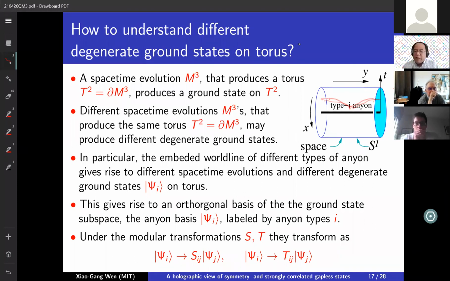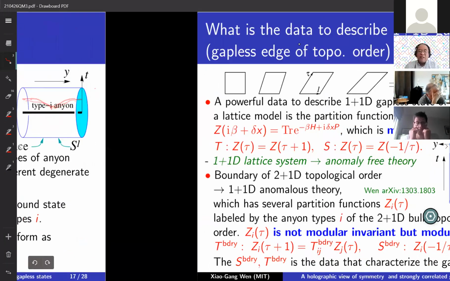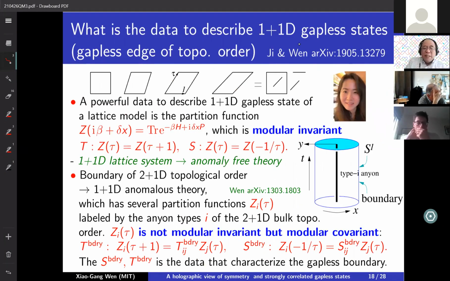And from this picture, we can go on to discuss what is data to describe one plus one dimensional gapless states? Usually in 1+1 dimensional gapless states, we consider the partition function. The partition function is usually just a trace of e to the minus beta H.